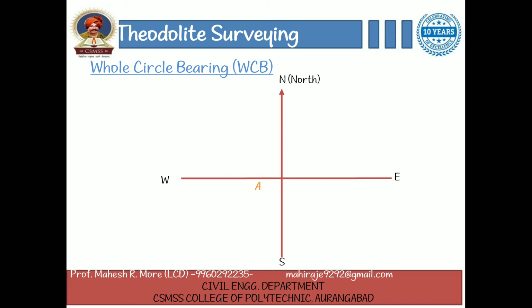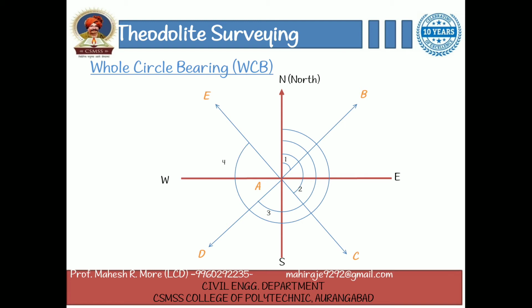Let's see some examples. The whole circle bearing of line AB is theta 1. It is measured with respect to north direction in clockwise direction. The whole circle bearing of AC is measured with respect to north line or north pole in clockwise direction, that is theta 2. Similarly, we can measure the whole circle bearing of AD, that is theta 3, and the whole circle bearing of line AE, that is theta 4, in a similar manner.